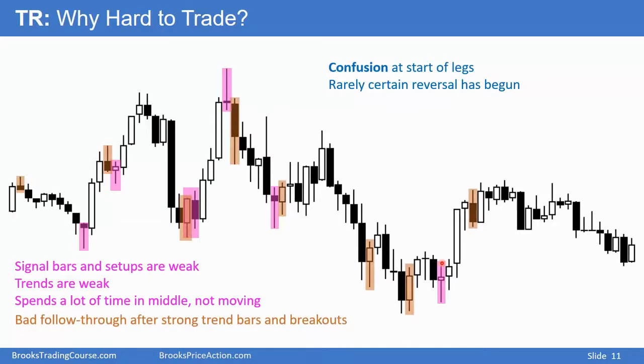Bad follow through after strong trend bars and breakouts. Good bull bars, bad follow through. Strong bear bar, bad follow through. Good bull breakout bars, bad follow through. That's very common. You're constantly disappointed and confused. Every time the market looks like it's about to break out, it reverses.